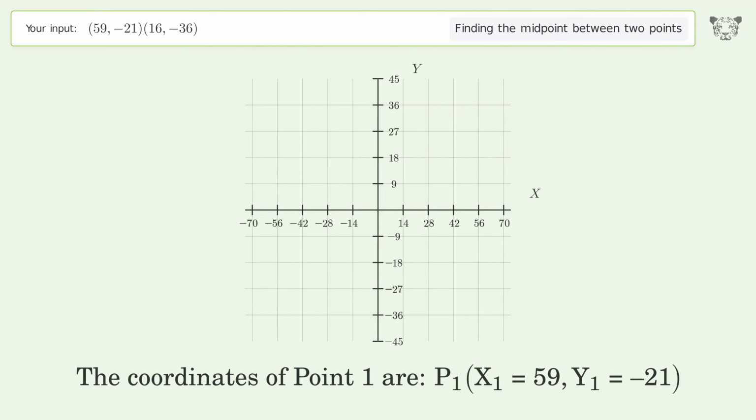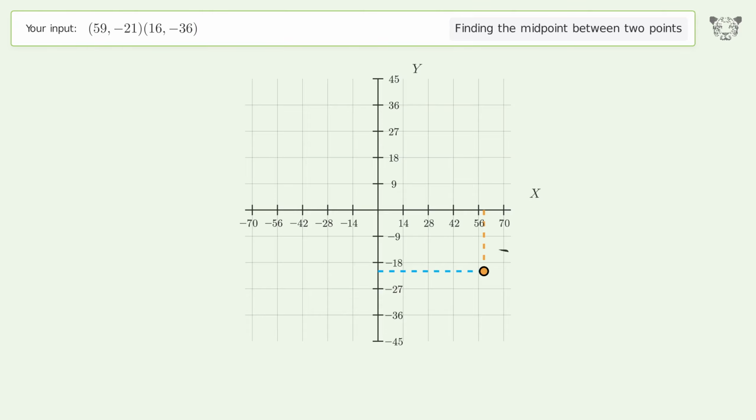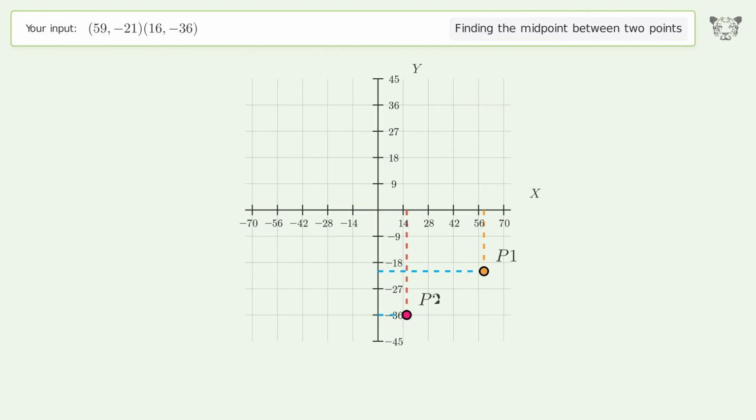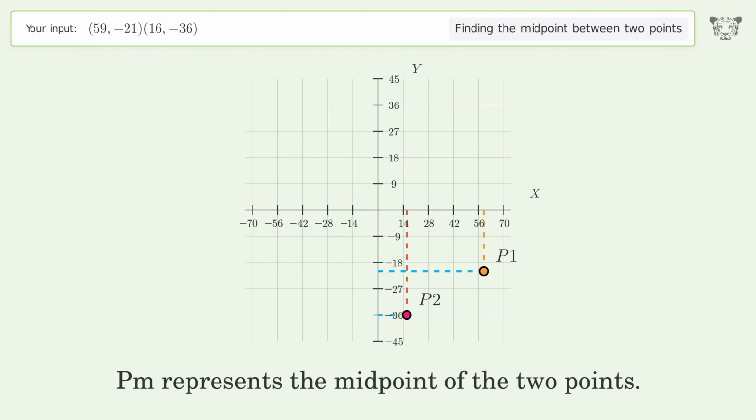The coordinates of point 1 are x1 equals 59, y1 equals negative 21. The coordinates of point 2 are x2 equals 16, y2 equals negative 36. PM represents the midpoint of the 2 points.